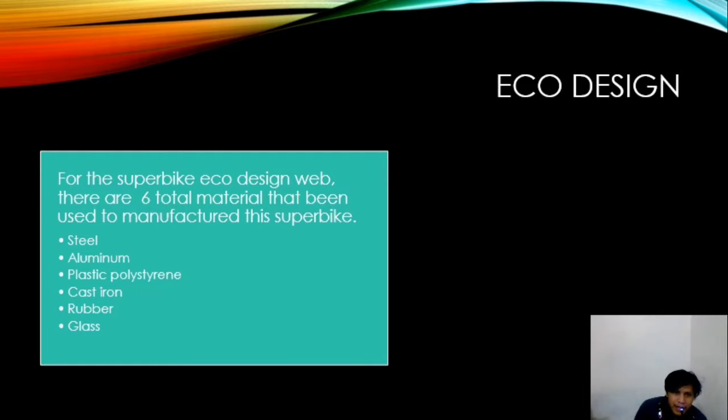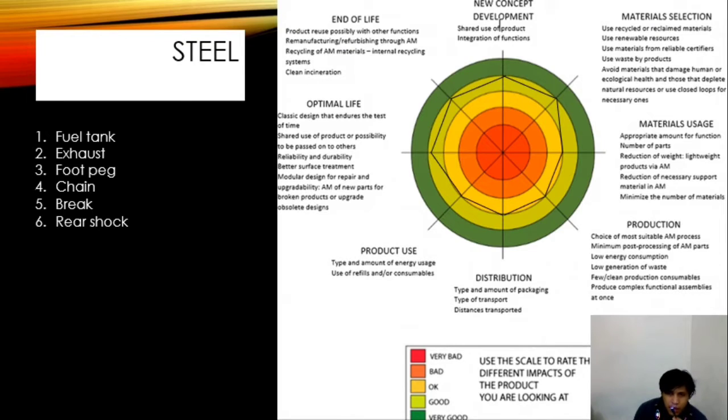For this superbike, there are 7 materials that can be used to manufacture it: steel, aluminium, plastic, polystyrene, cast iron, rubber, and last is glass. The first eco design web is based on steel material. As we can see from the eco design web, steel has a very good characteristic. There are 6 components that use this material: the fuel tank, exhaust, foot peg, chain, brake, and the last is the rear shock.